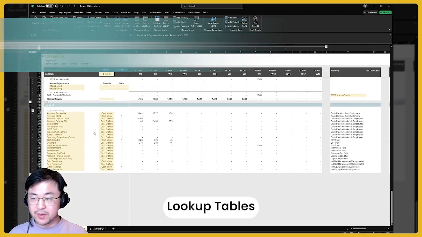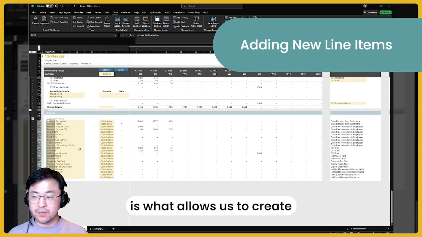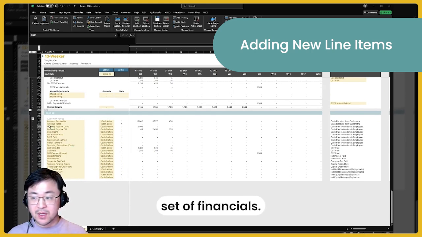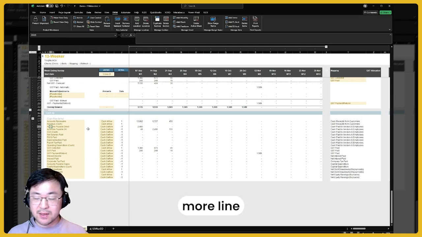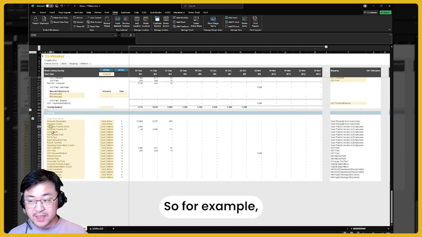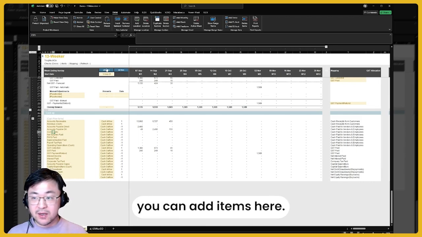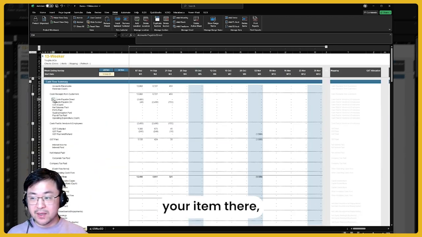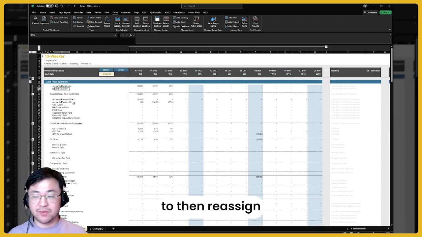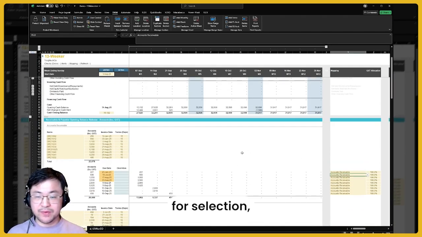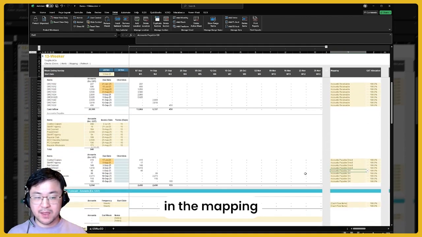You'll see our lookup tables, and this lookup table is what allows us to create the detailed set of financials. So if we need to create more line items for financials, for example, if you want to break cost of sales potentially into more granular detail, you can add items here. And then once you add your item there, they're then selectable within the cash flow summary to then reassign and recreate your financials or your cash flow statement summary. And whatever you've updated in there will be available for selection in your mapping, in the mapping on the right.